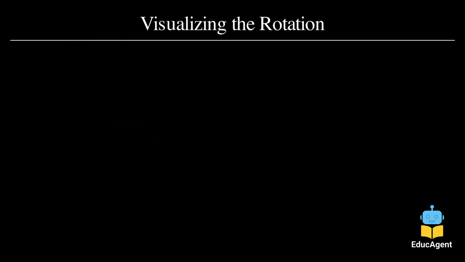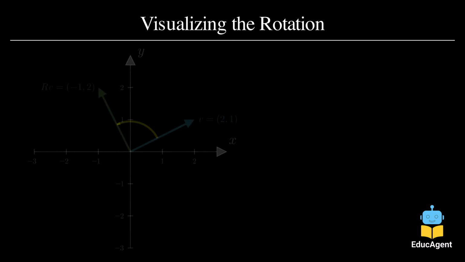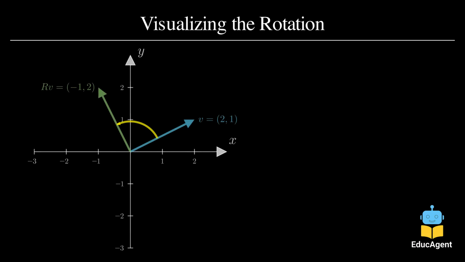The rule (x, y) maps to (-y, x) is a classic 90-degree counterclockwise rotation. Let's test it with a sample vector. (2, 1) becomes (-1, 2), same length, turned left by a quarter turn. Notice the pattern. We swap the coordinates, and the new x-coordinate gets a minus sign.